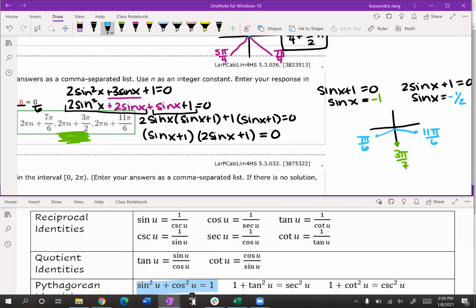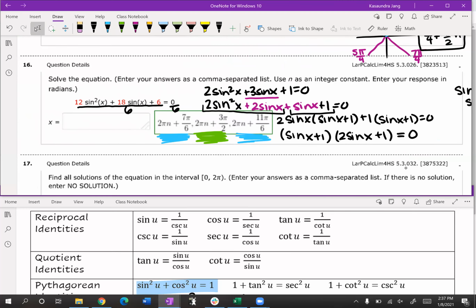And then my 7 pi 6, it looks like they've got that over here. My 7 pi 6 plus 2 pi n. So go around the circle and hit your 7 pi 6 again and again and again. And then the 11 pi 6, again, plus 2 pi n. 2 pi is a full circle, so again, it's like they're going around a full circle, hitting the same point over and over and over again. All right, so there are the solutions, and we got it off of our unit circle.